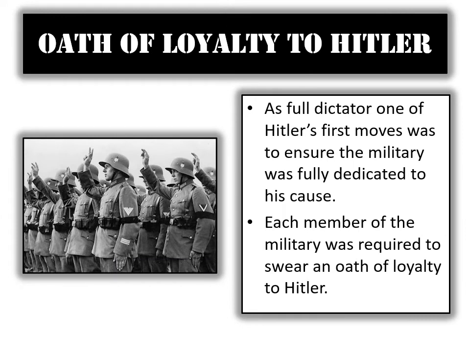Oath of loyalty to Hitler. As full dictator, one of Hitler's first moves was to ensure the military was fully dedicated to his cause. Each member of the military was required to swear an oath of loyalty to Hitler. The most committed Nazis were members of the SS, an elite military organization.